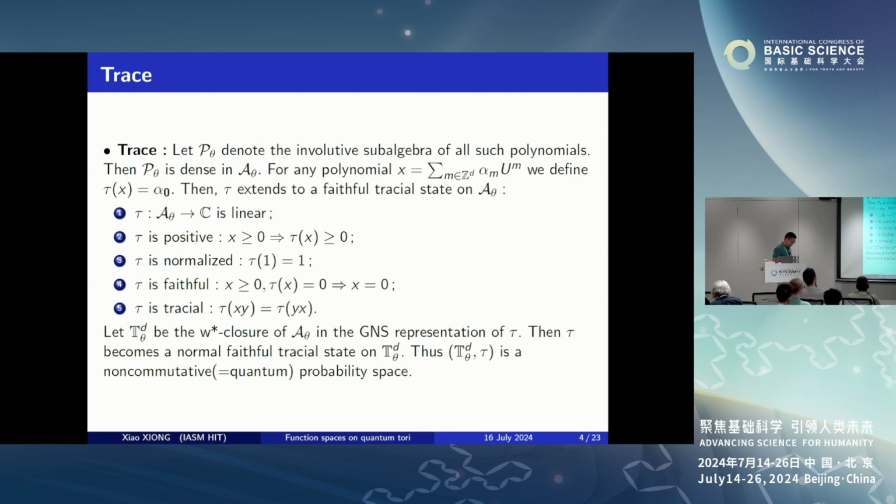Now in this case, we can do the GNS representation, and then take the weak-star closure. We then get a von Neumann algebra, which I denote as T_theta^d. This von Neumann algebra plays the role of L infinity of the classical torus T^d. So now we have a noncommutative probability space, also called a quantum probability space.